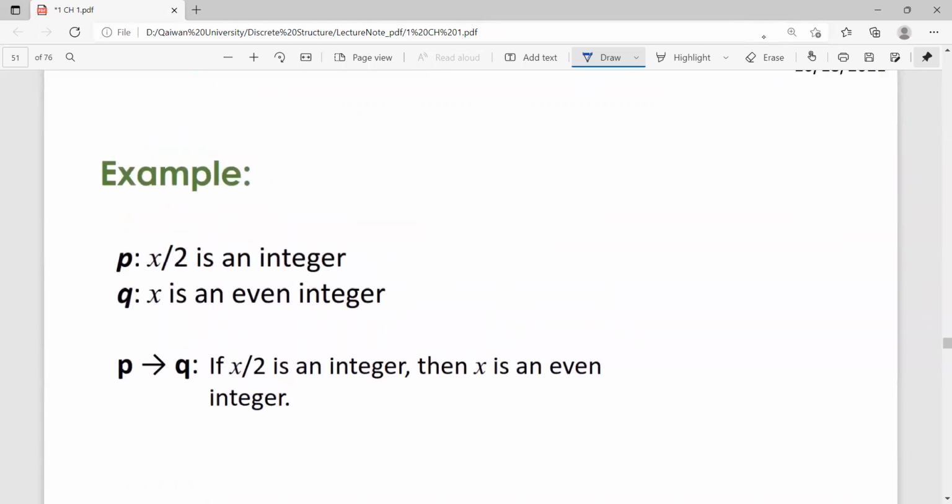Look, x over 2 is an integer. X is an even integer. Okay, look, we say if x over 2 is an integer, that means if x is divisible by 2, then x is an even integer. Of course, that's true. If the first one is true, the second is true also. If the first is false, the second is false also. Yeah, in this case, if x to be 4, 4 could be divided by 2. So 4 is an even integer.